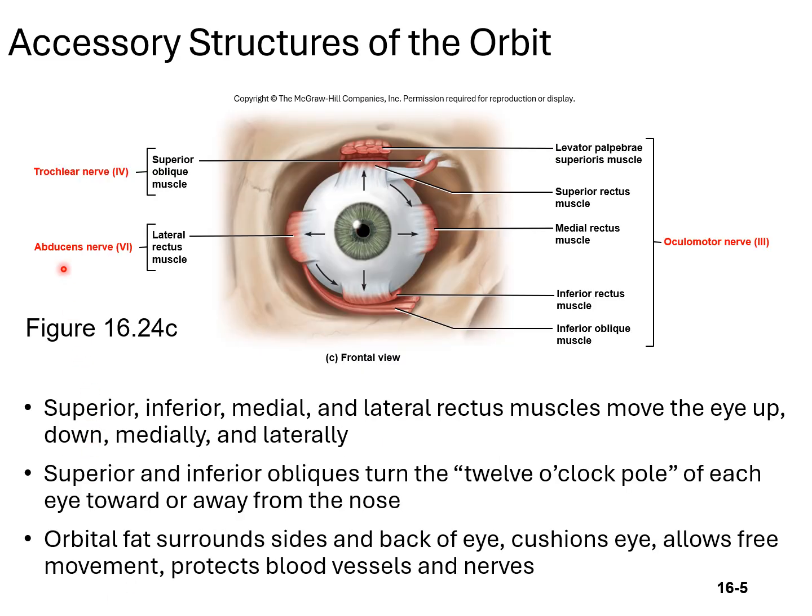What are the nerves that innervate these muscles? So we have 6 muscles. 2 that run at an angle, 1 on top, 1 on the bottom. They're called inferior oblique, superior oblique. Then you have 4 muscles that run straight back that are called rectus. Superior rectus, lateral rectus, inferior rectus, medial rectus.